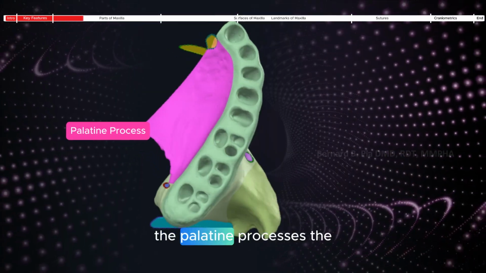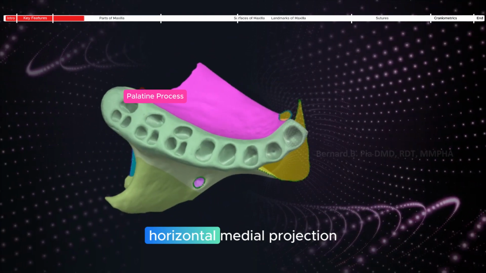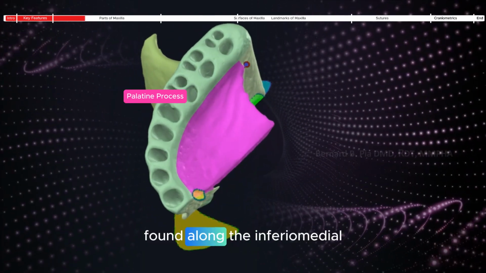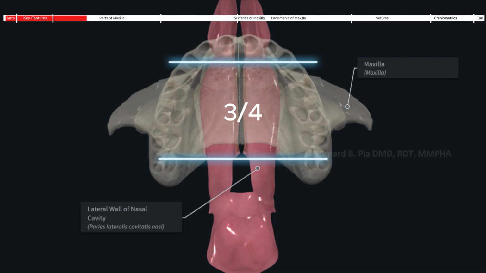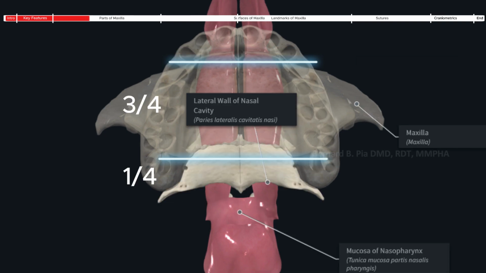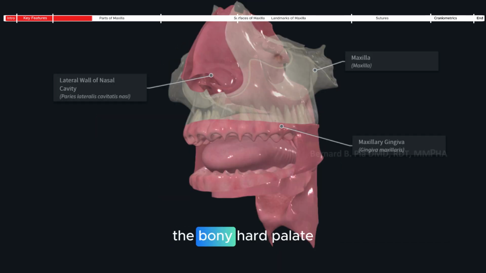The palatine process is the thick horizontal, medial projection found along the inferomedial aspect of the maxilla. The palatine processes of the maxilla combine to form the anterior 3/4 of the bony hard palate, while the horizontal plates of the palatine bones combine to form its posterior 1/4. The bony hard palate contributes to the formation of both the floor of the nasal cavity and the roof of the oral cavity.